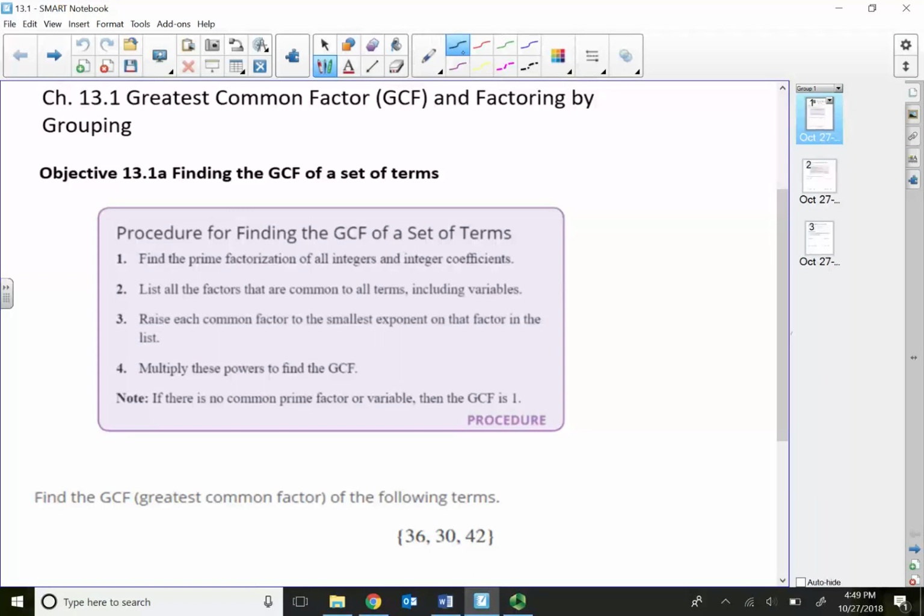This is something we learned back in module 1, which is using the prime factorization of all integers and integer coefficients. Once we're able to find the prime factorization, then we can list all the factors that are common to all the terms, including the variables. Raise each common factor to the smallest exponent on that factor in the list, then multiply these powers to find the greatest common factor. So let me demonstrate exactly what these 4 steps are saying.